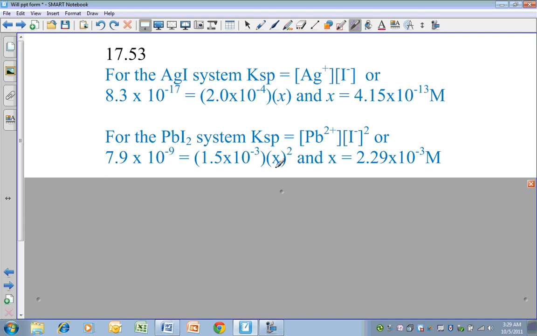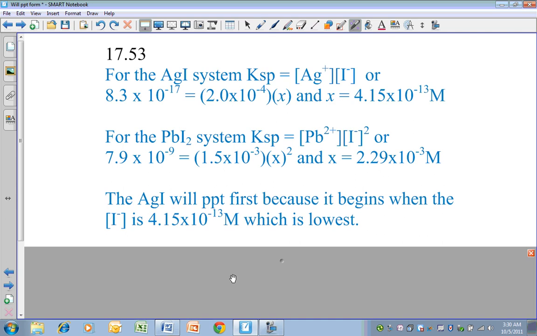For lead, this X is still the concentration of iodide, but it's not the same concentration. For lead, when the concentration of iodide reaches 2.29 times 10 to the minus 3 molar, it will start to precipitate. So when I compare these two numbers, 4.15 times 10 to the minus 13 compared to 2.29 times 10 to the minus 3, there's a clear winner. If I need to say which one will precipitate first, it's going to be the silver iodide. It begins precipitating at the lower concentration.